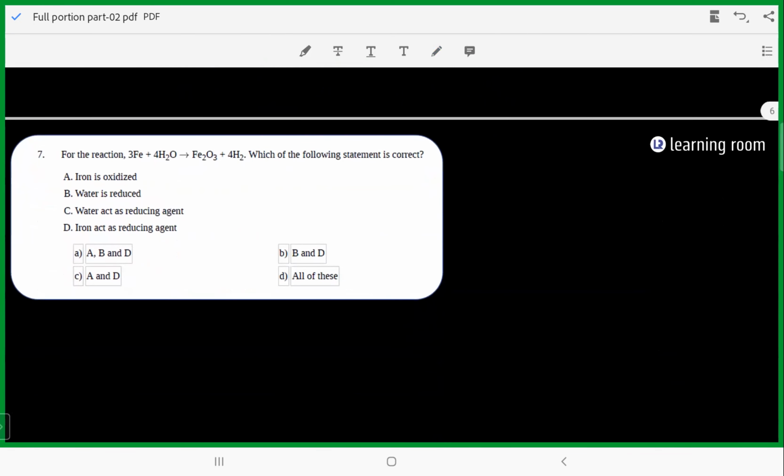And then, for the reaction iron with water, it gives iron oxide plus hydrogen gas. Which of the following statements is correct? Iron is oxidized. So here iron oxidation state is 0. Here Fe3+, correct? So how to find out: Fe2O3 means the crisscross method, Fe3+ and O2-. Iron will be in the zero oxidation state. It changed into +3 oxidation state.